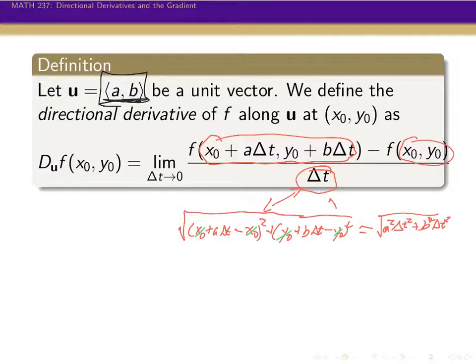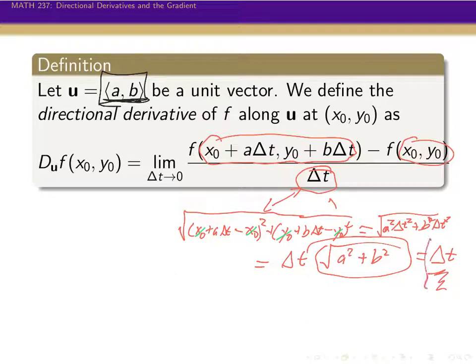I can pull out the delta t, I'm left with a squared plus b squared on the inside, but because u is a unit vector, this a squared plus b squared is just equal to 1, and so that's why we just have delta t on the bottom. So delta t on the bottom comes from the distance formula between these 2 points. So that's why we want to use a unit vector. The unit vector is going to guarantee that the distance between these is just delta t. Okay. And so this is the formal definition of it.